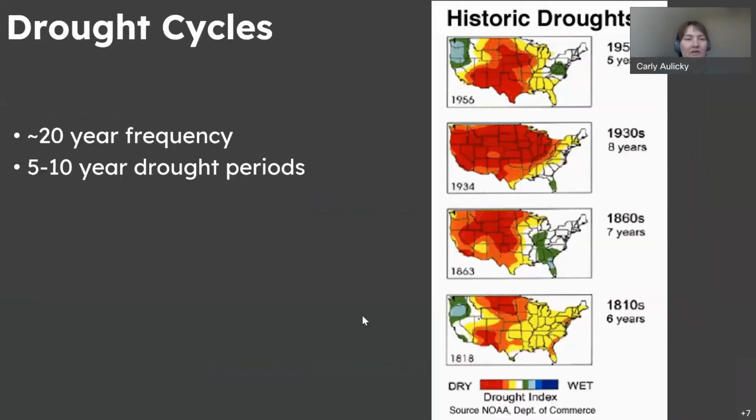And the last big disruption that we have in prairies is drought cycles. So within the Great Plains as a whole, we see droughts on a 20-year frequency for bouts of about 5 to 10 years. If we look at the figure on the right-hand side of my slide, starting in the 1950s, you can see that we had a 5-year drought at that time. And stepping back, in this case, exactly 20 years, give or take, we look at an 8-year period drought.